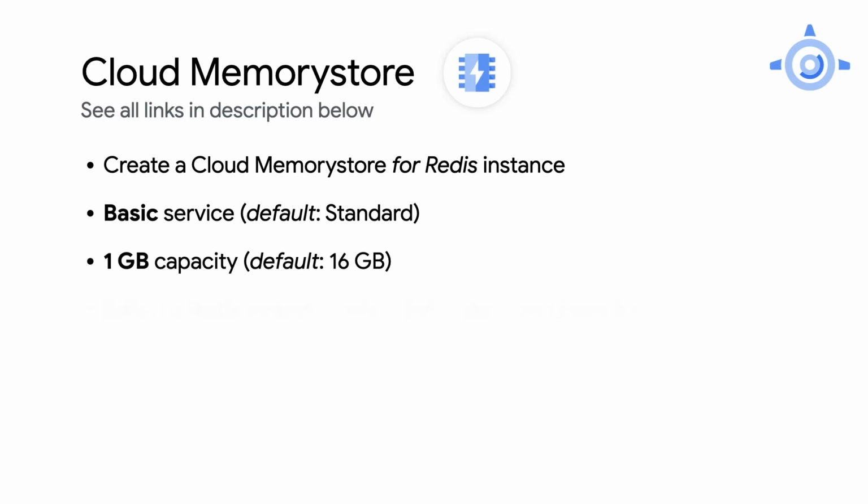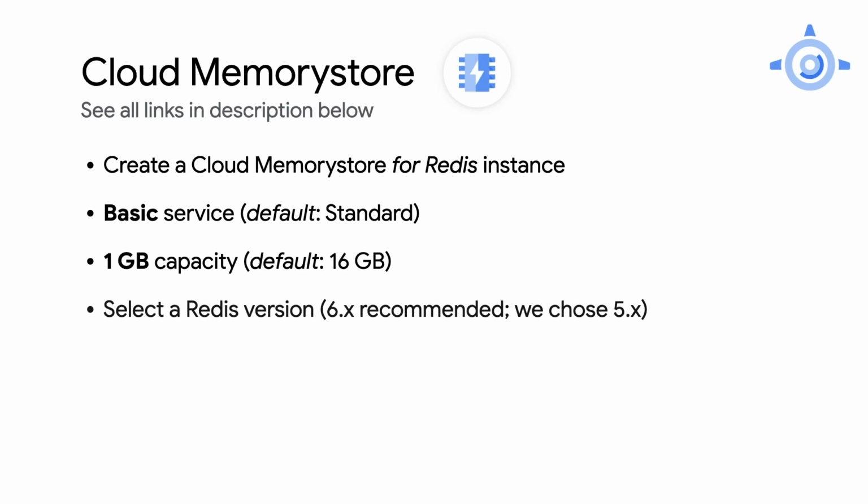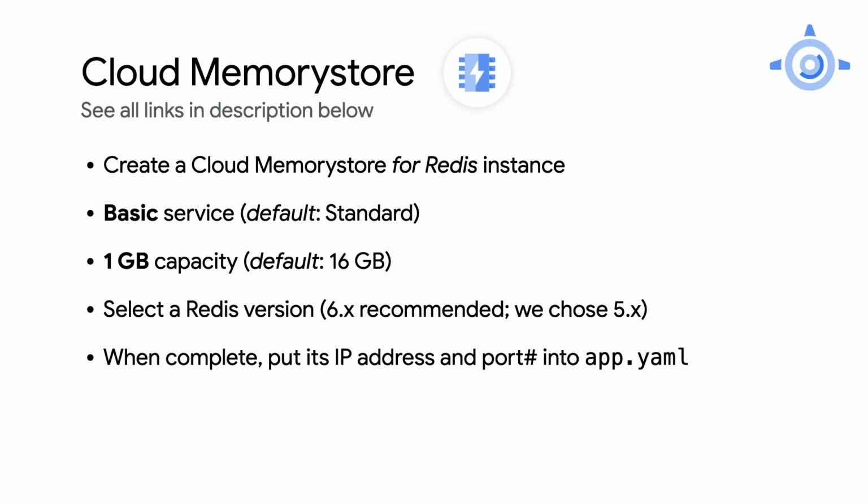No suggestions on which version of Redis to choose though, although I usually don't pick the newest one, as older versions typically use fewer resources, so perhaps Redis version 5. Anyway, once it's created, note its IP address and port number.